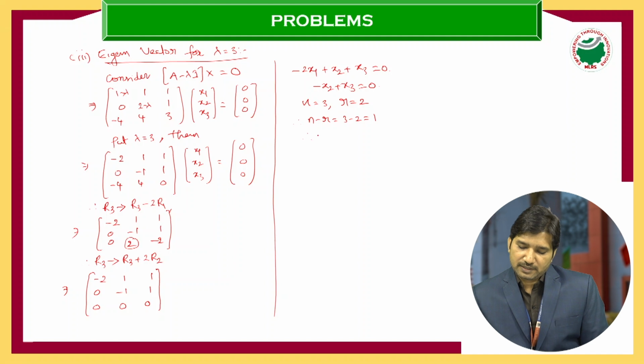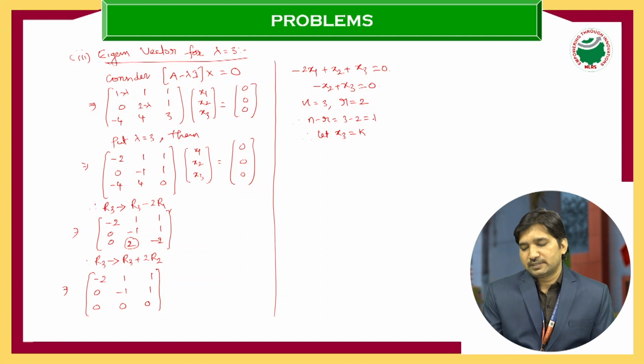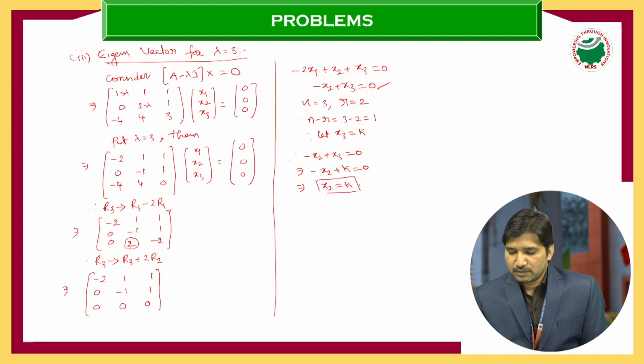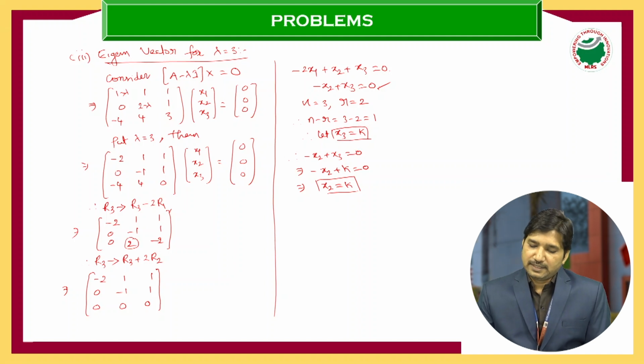Let x3 equal to k. Substitute x3 equal to k into the equation minus x2 plus x3 equal to 0. That implies minus x2 plus k equal to 0, so x2 equal to k. Already x3 equal to k. Now that we have x2 equal to k, we substitute x2 and x3 into the first equation.